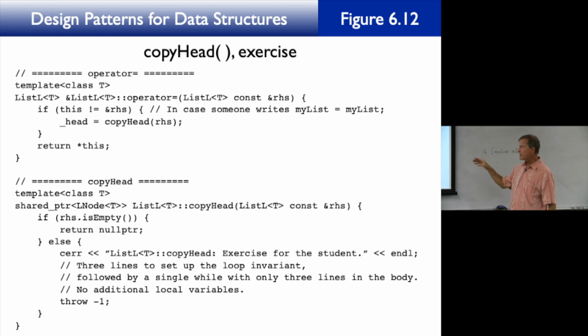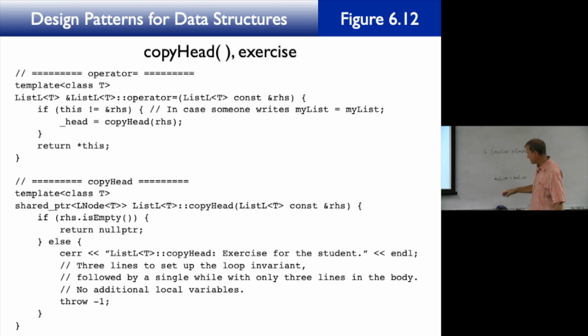So now here's what your job is. Your job is to execute copy head. Now what did we say copy head returned? What did copy head return? A pointer to a node. So you see that it does _head gets copy head. So _head is a what? Pointer to a node. Are you with me? So now, here's what we do. First of all, if right-hand side dot is empty. Oh, we already wrote is empty. So if the right-hand side is empty, we just return the null pointer.